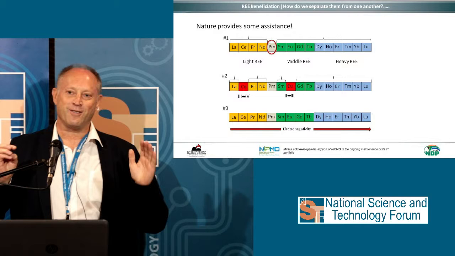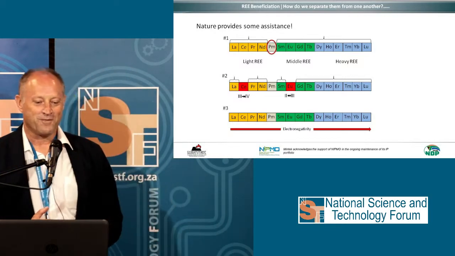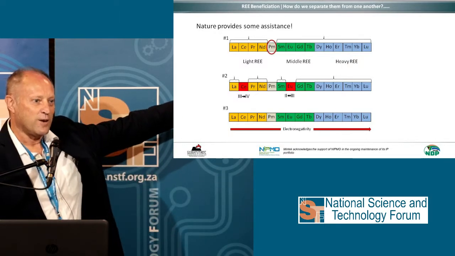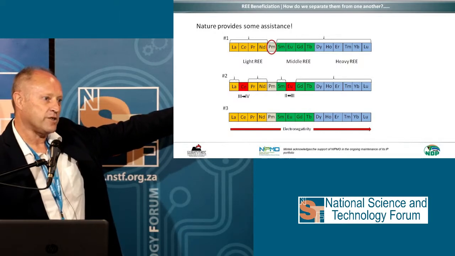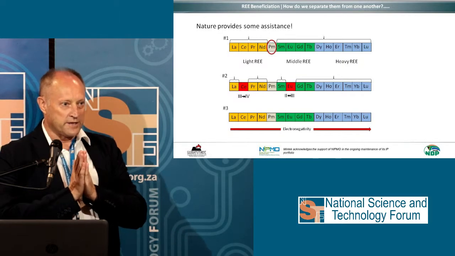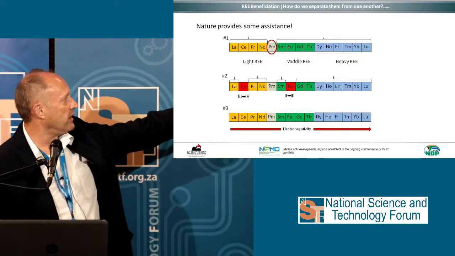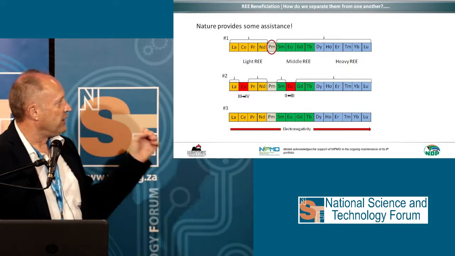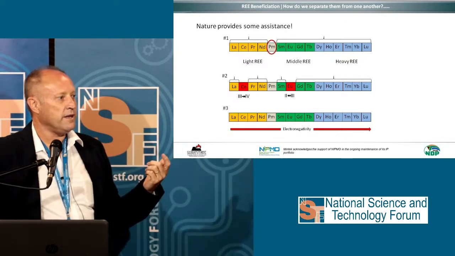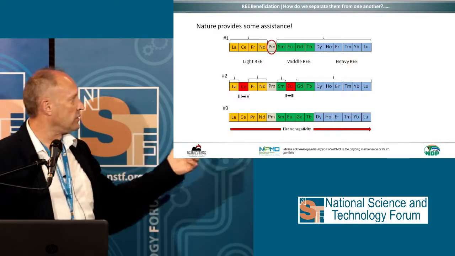But, thank heavens, nature provides us some assistance in the whole process. We have a non-naturally occurring element there in the middle called promethium. It doesn't exist naturally, so it leaves us a gap that we can use to separate at least certain groups from each other. So there's promethium between the light and the middle rare earths. Then there are two other rare earths that are not happy in other oxidation states, but at least you can get them into other oxidation states.